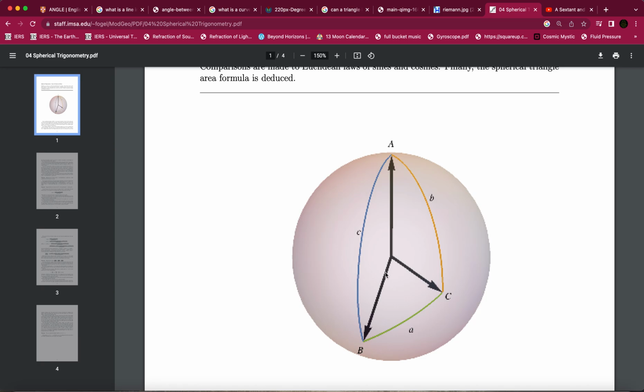When you put an XYZ coordinate system into the center of a sphere, this is an angle of 90 degrees, this is an angle of 90 degrees, and this is an angle of 90 degrees. So they do have three 90 degree angles, but it's from a central point. It's not from here.